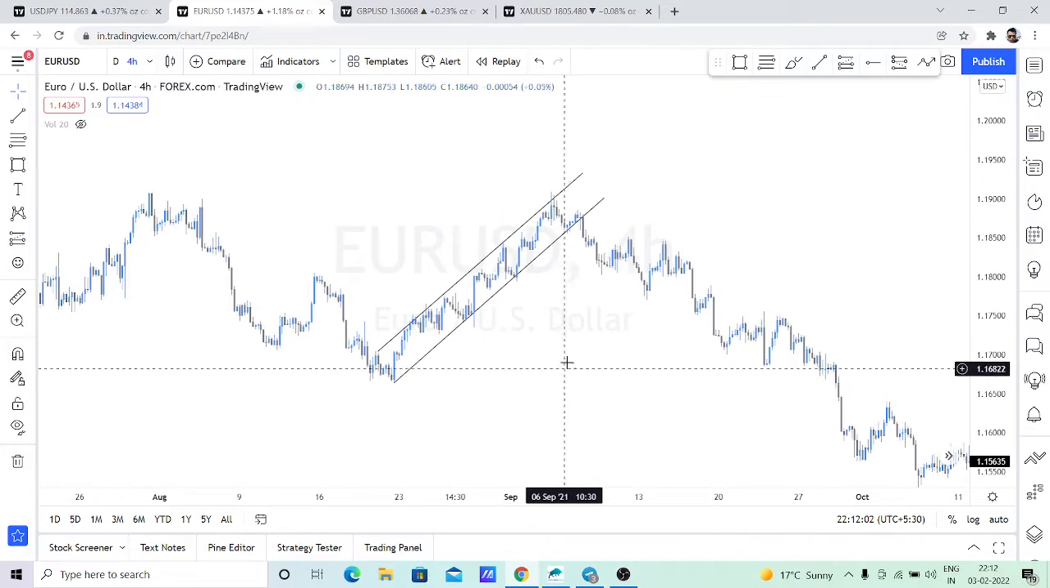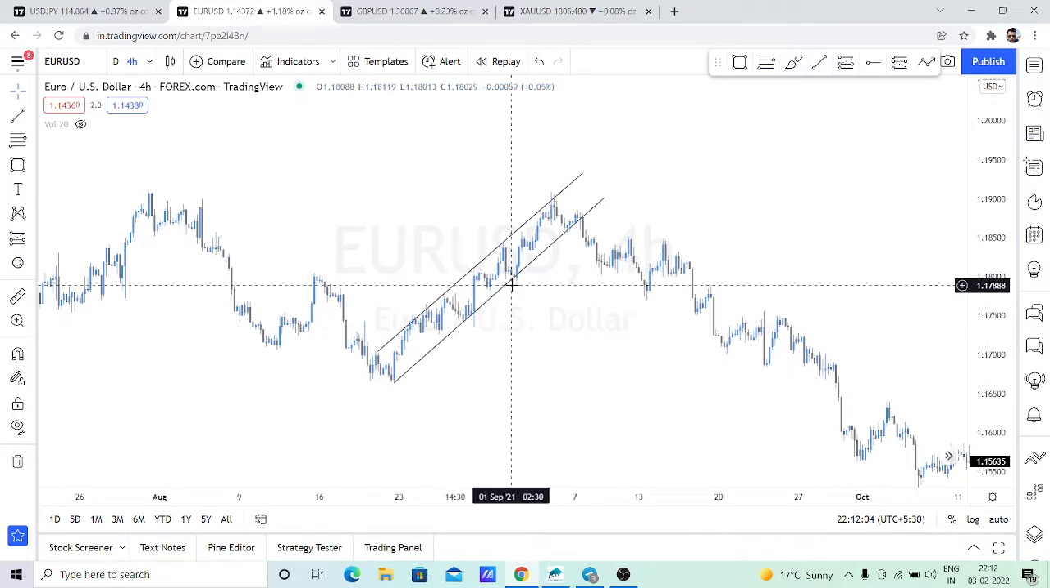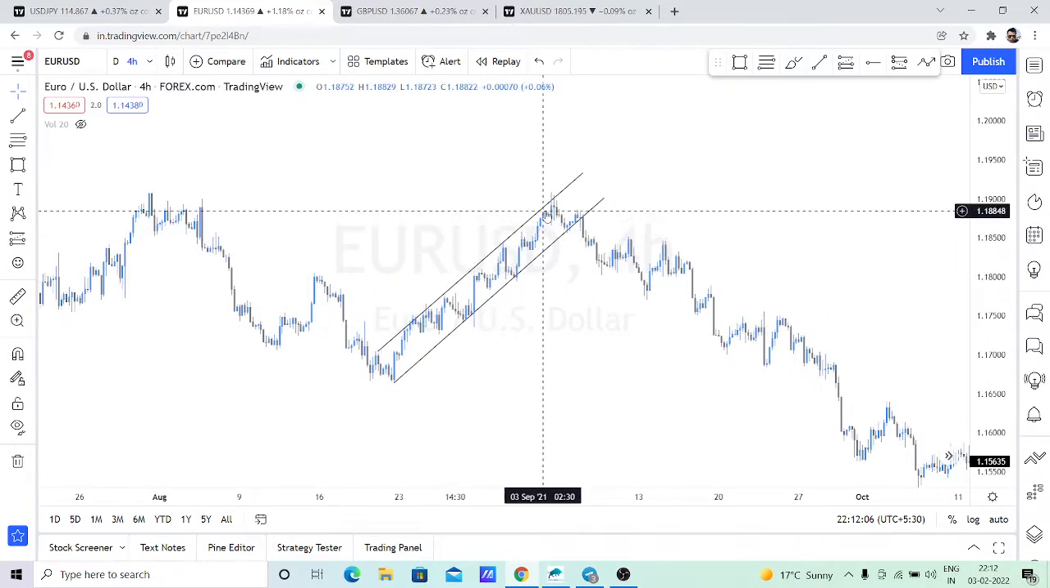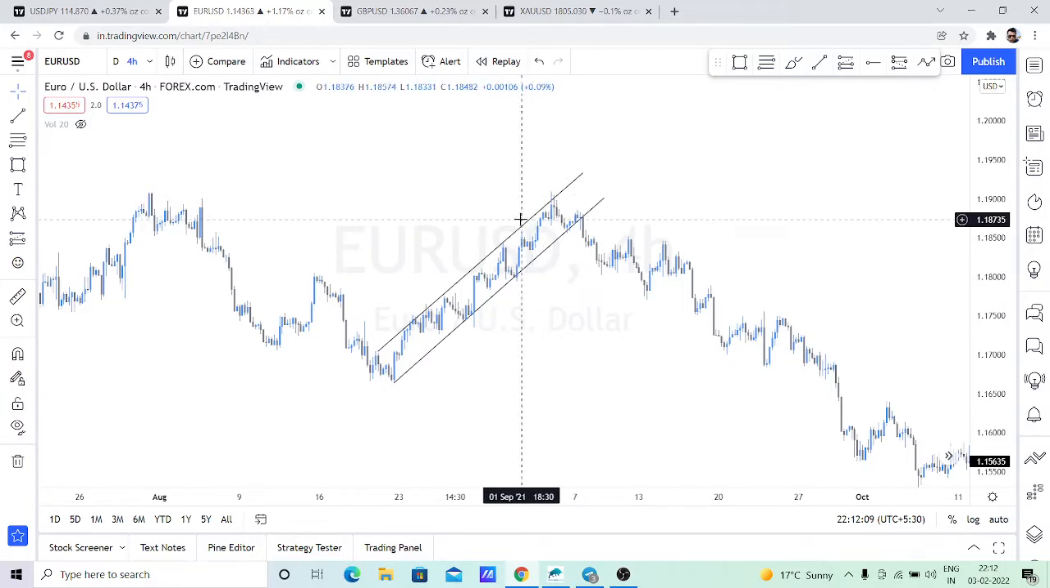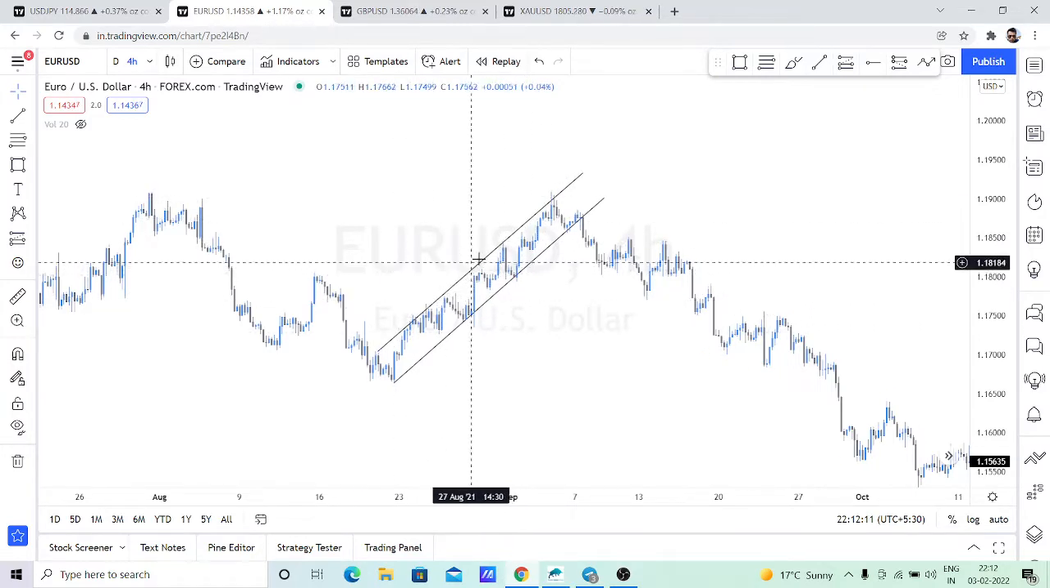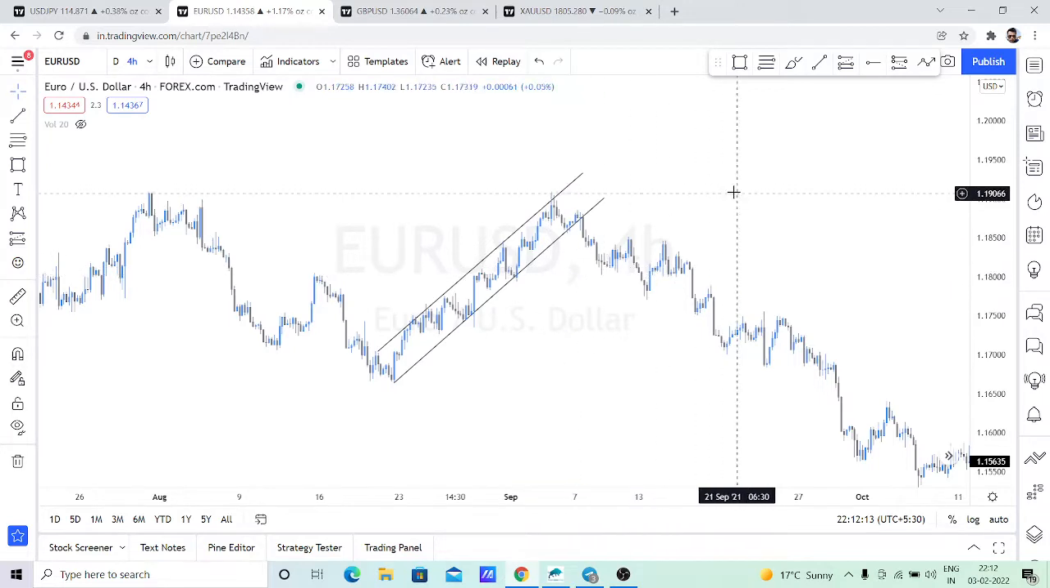And then what do? Some will buy here, some will buy here, some will sell here, buy here, hence creating liquidities here, here, here, here, here, here, here.